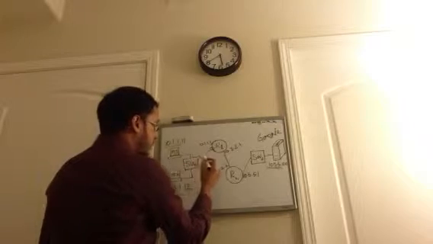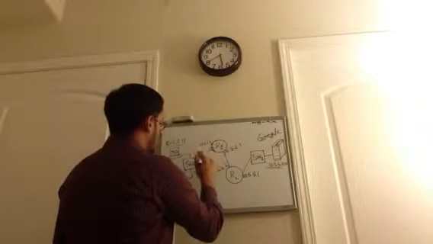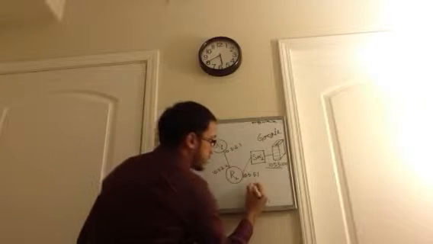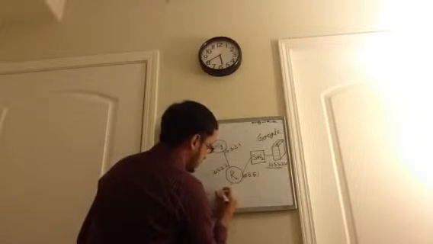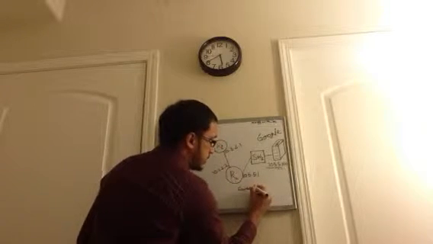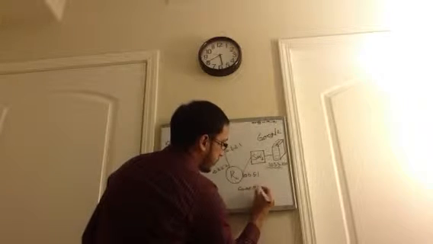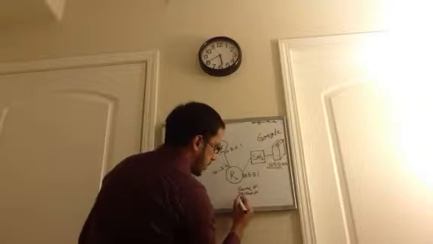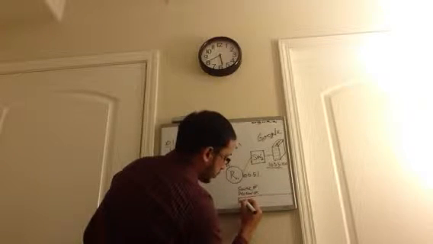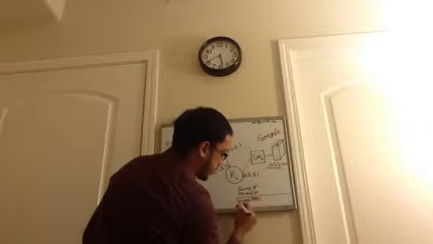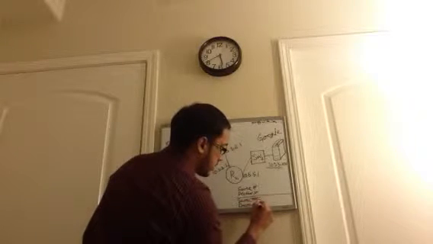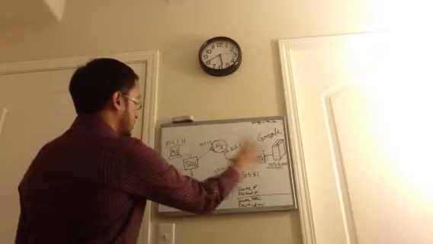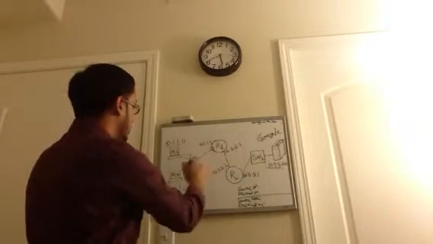So basically, when the packet gets here, we have to look at the source address, source IP, destination IP, source MAC, destination MAC.